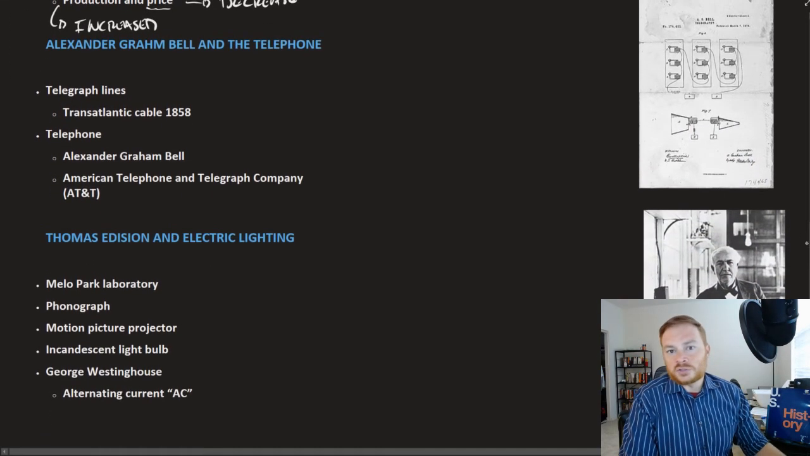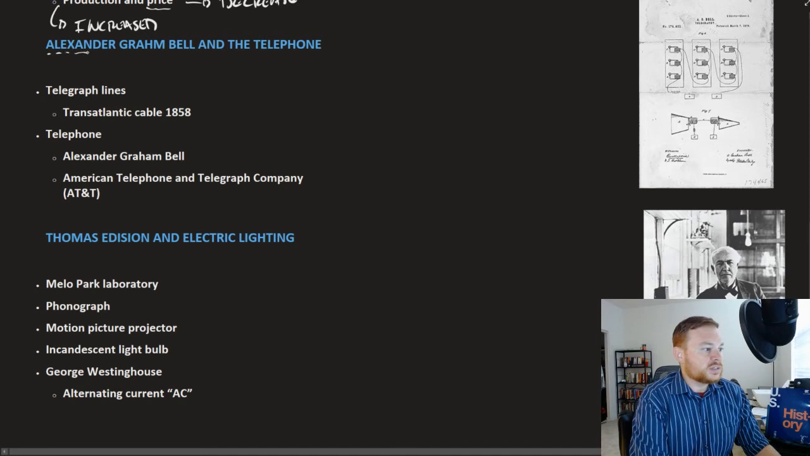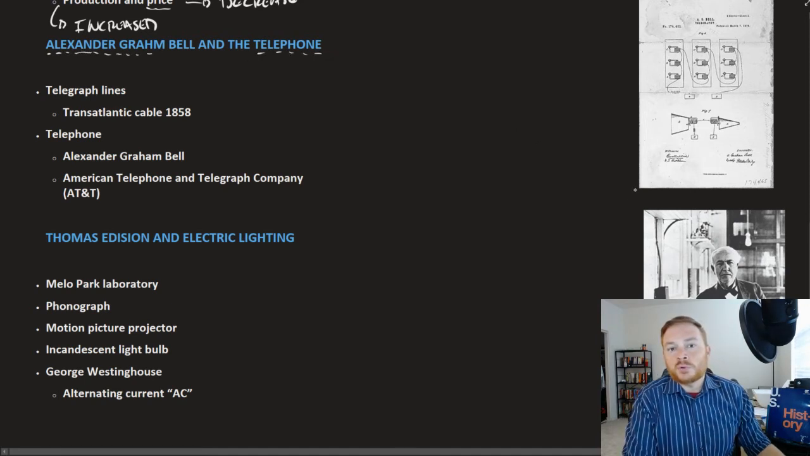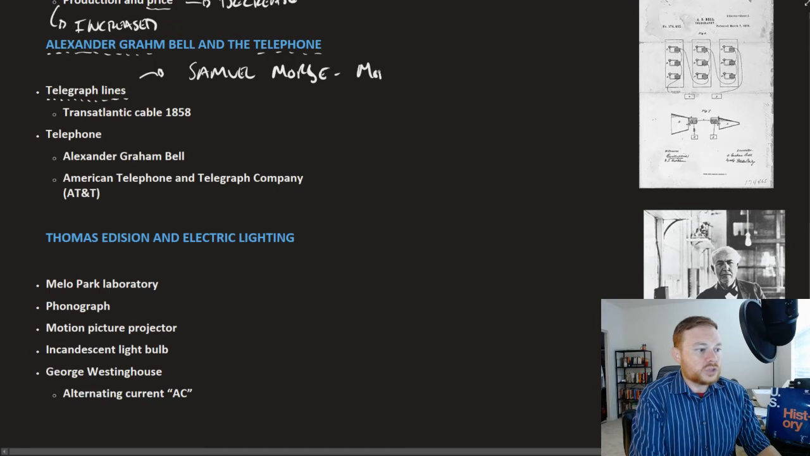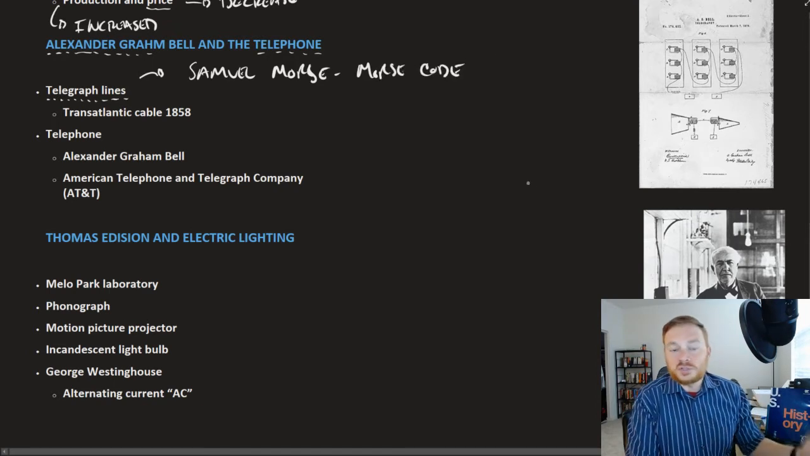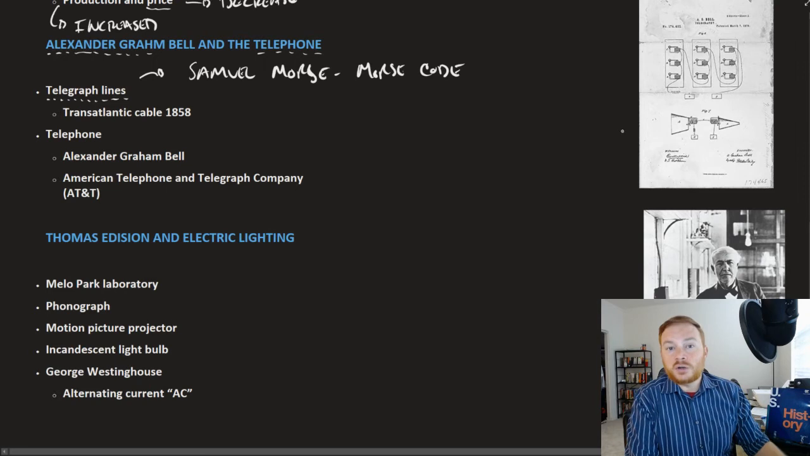We'll talk about two inventors in particular. The first one here is Alexander Graham Bell and his invention of the telephone. Now, prior to Bell's invention, the United States had been using telegraph lines. This was invented by Samuel Morse. And of course, this is Morse code that's used. And it would be a series of dots and dashes that would send signals through electricity, through telegraph lines, and you could communicate over long distances.